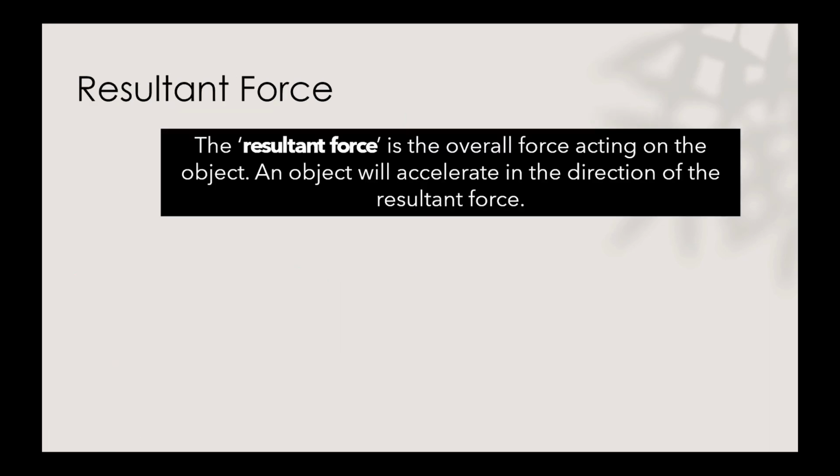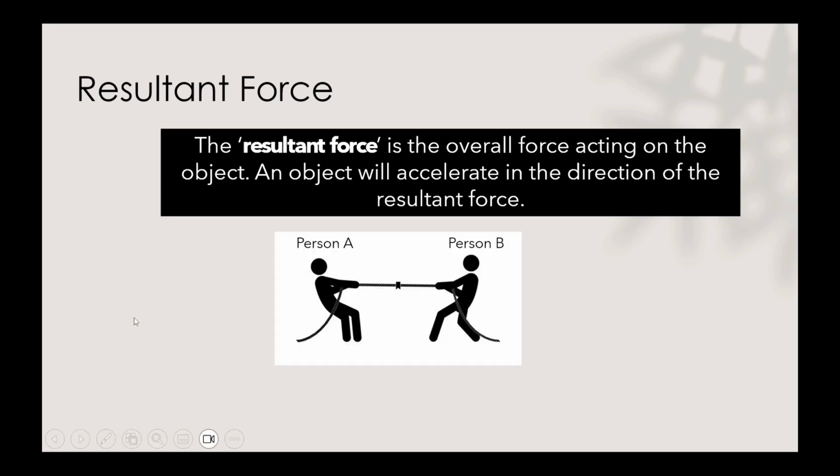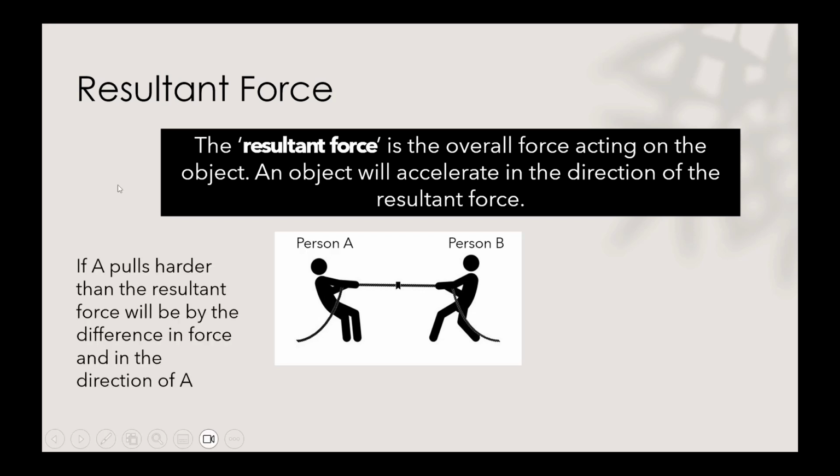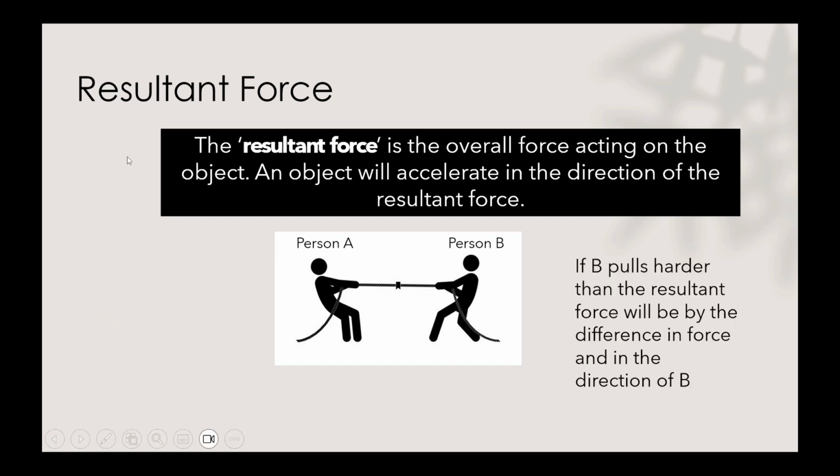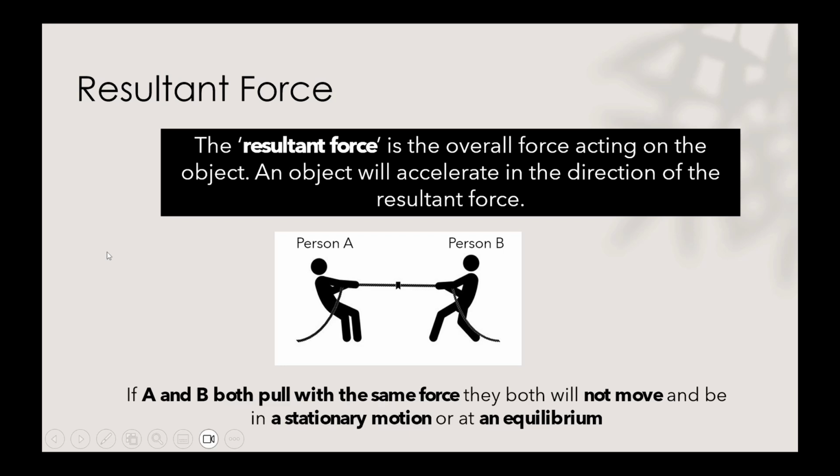So now let's have a look at resultant force. The resultant force is the overall force acting on an object. An object will accelerate in the direction of the resultant force. For example, if we take two people pulling in opposite directions on a rope, then if A pulls harder, the resultant force will be the difference in the forces and in the direction of A. If B pulls harder, the resultant force will be the difference in force and in the direction of B. And if A and B both pull with the same force, they will not move and will be stationary, in what we call an equilibrium.